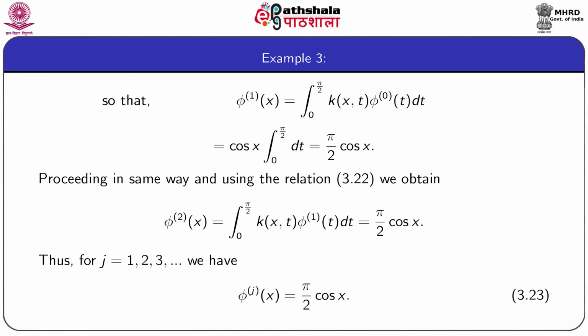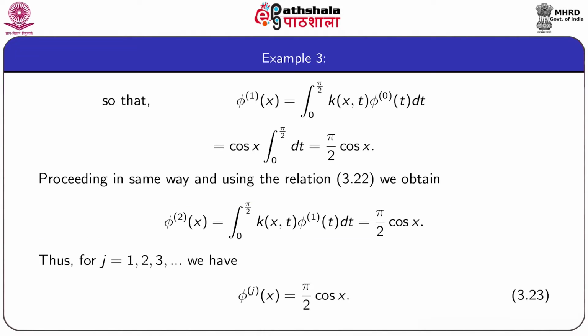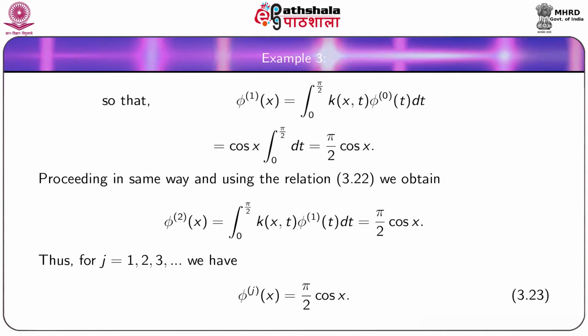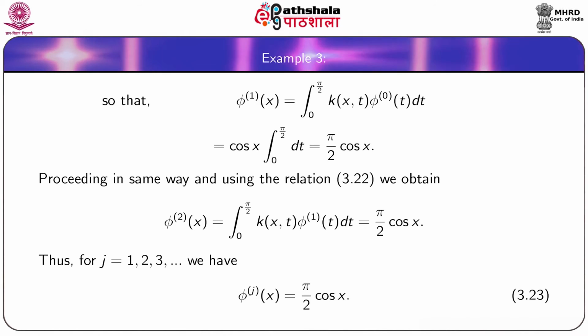In a similar manner, we can find phi superscript 2 x equal to integral 0 to pi by 2 k x t phi superscript 1 t dt. So, if I substitute k x t as cos x and phi superscript 1 t equal to pi by 2 cos t, then after performing the integration I obtain phi superscript 2 x as pi by 2 cos x.